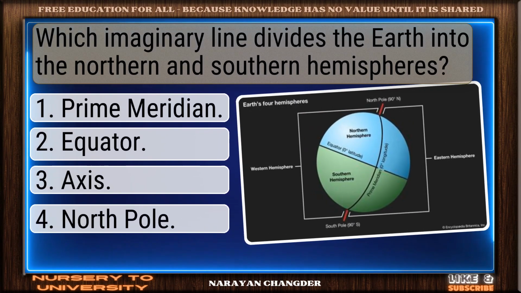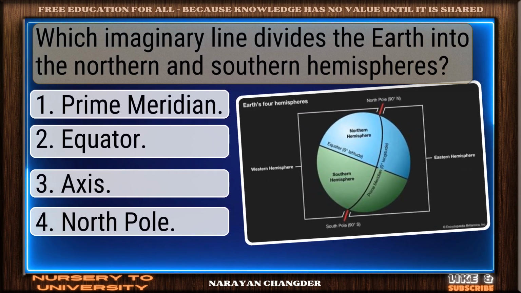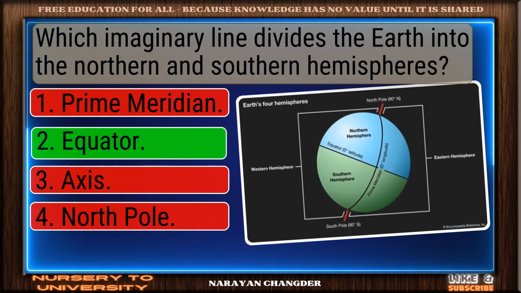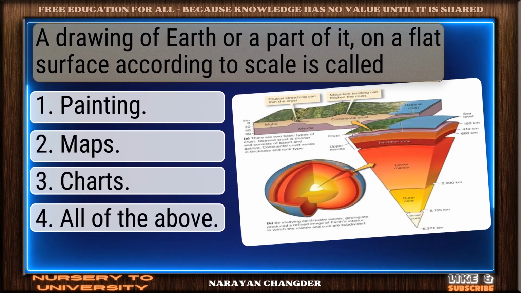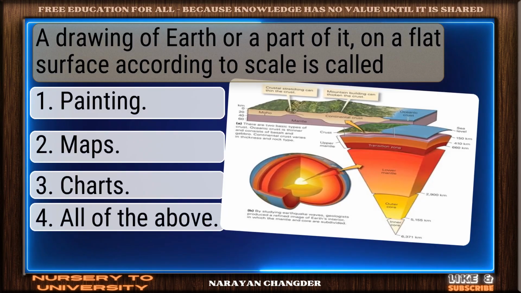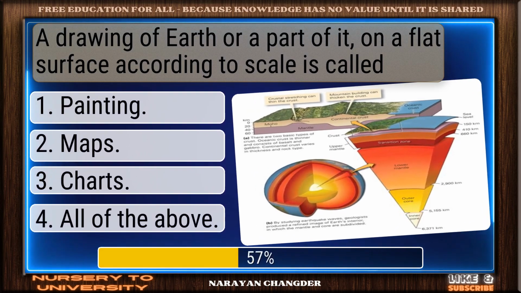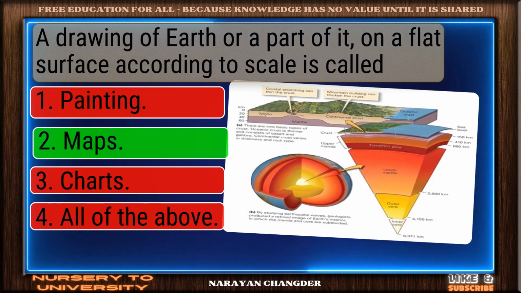Which imaginary line divides the Earth into the northern and southern hemispheres? Correct response. Equator is the most accurate answer. A drawing of Earth or a part of it on a flat surface according to scale is called. Nice work. You chose maps and it is correct.